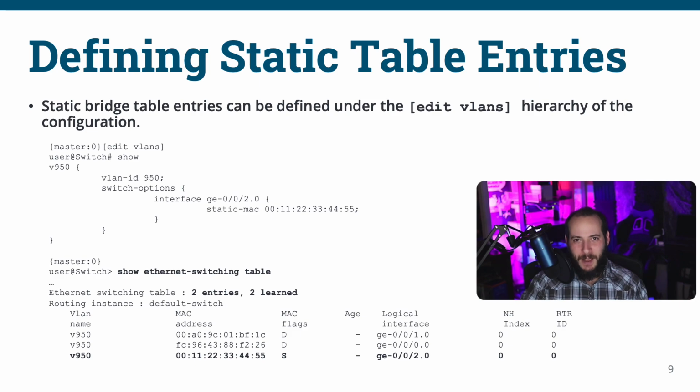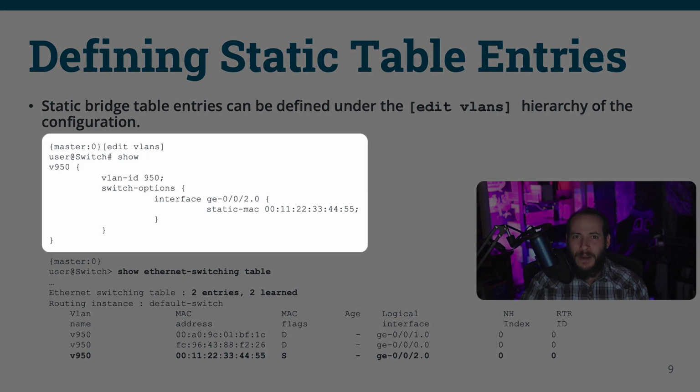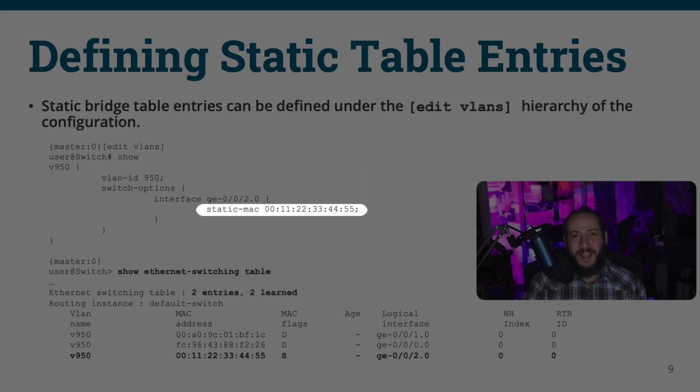A static bridging table entry is created using the static-mac configuration command under the logical interface of the switch-options in the VLAN's configuration hierarchy. In the configuration snippet here, we're in the edit vlans hierarchy, and then in the VLAN named V950, and the switch options, we enter the logical interface we want to create a static bridging table entry for, and enter the static-mac command along with the MAC address for the bridging table entry.